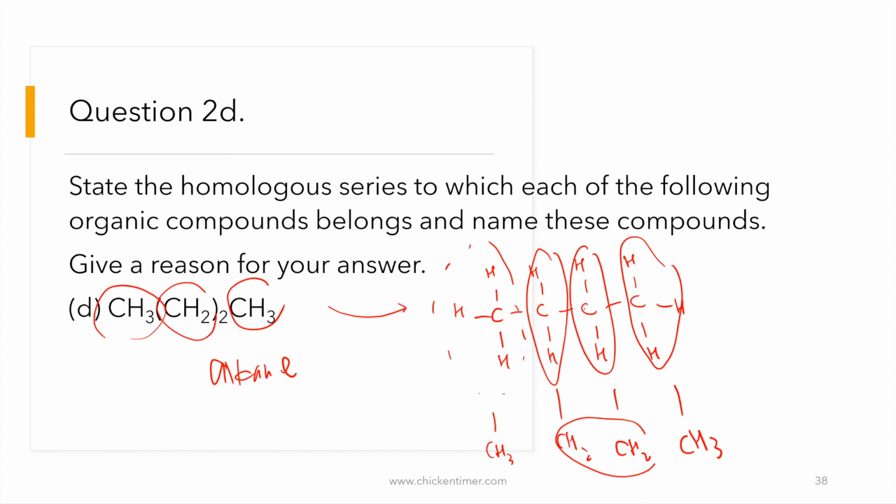So it's alkane. Then how many carbons are there? 4. So 4, that means it will be butane. That means B-U-T and ANE. Right? So if you want the reason for the answer, then you can say it contains carbon single bonds. Okay.